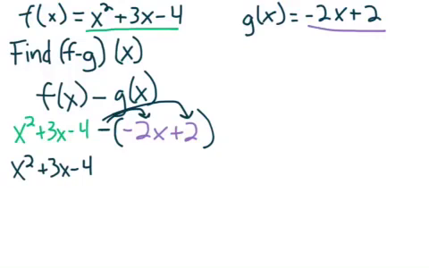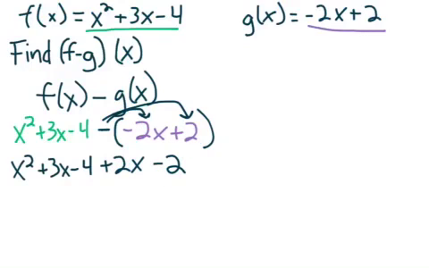And here now I have to distribute. So negative 1 times negative 2x is positive 2x. Negative times positive 2 is negative 2. So notice when we multiply by the negative, it changes the sign. What was negative became positive. What was positive became negative.